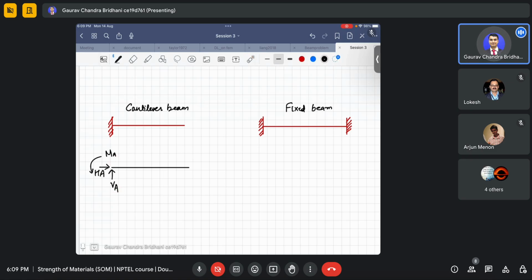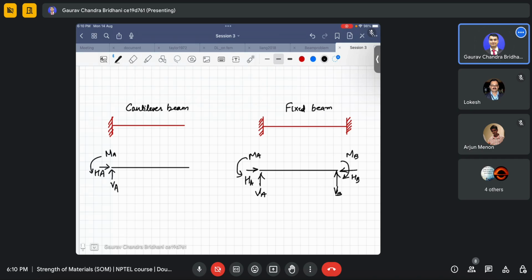And finally, for the fixed beam, again the same principle: cut it very near to the support, and then put in all the reactions which we will get. We will get a vertical component at A, a horizontal component at A, and a moment at A. Similarly, we will get a vertical component at B, a horizontal component at B, and a moment at B.